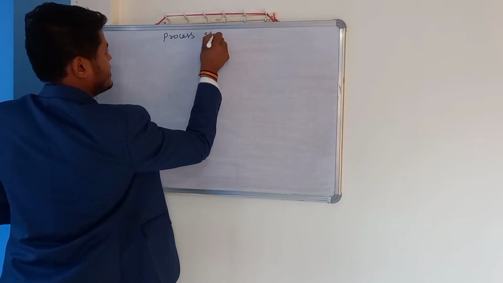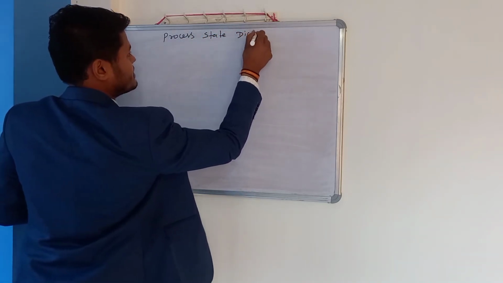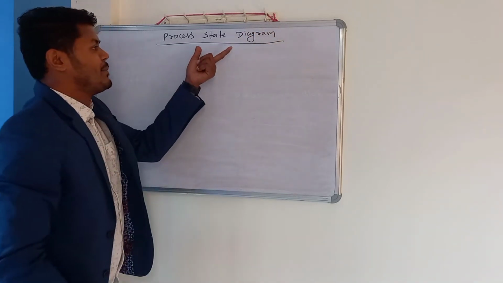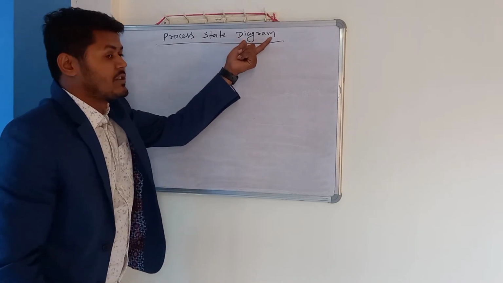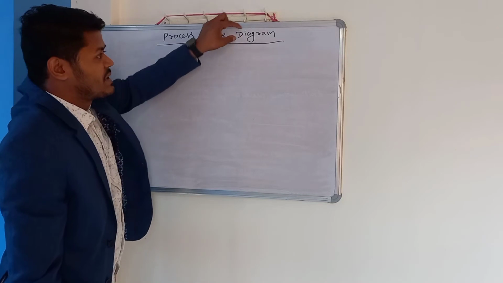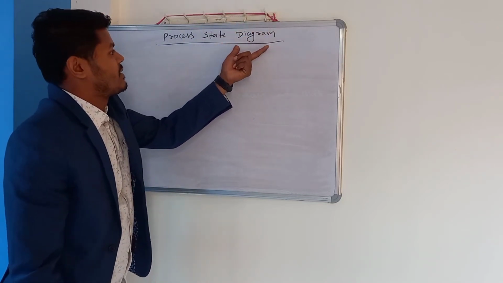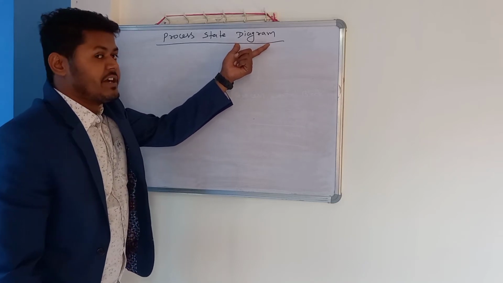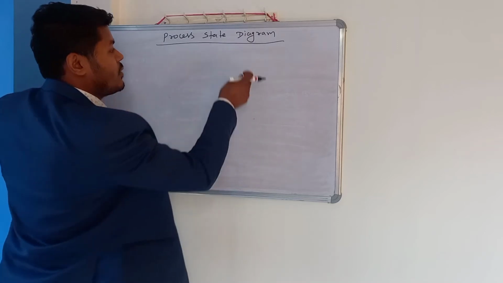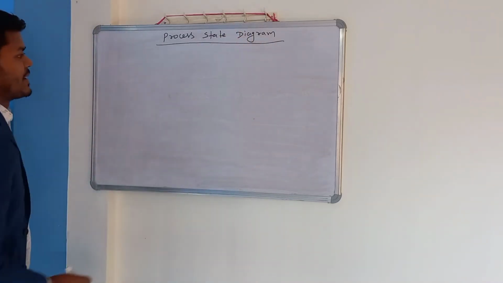Process state diagram. See, this topic is a very important topic. This particular diagram is very important, because if you see earlier question papers in the GATE exam, there are various questions only from this diagram. So we'll see one by one.